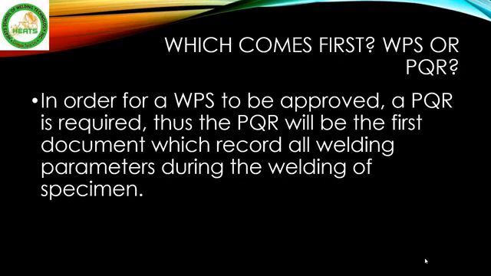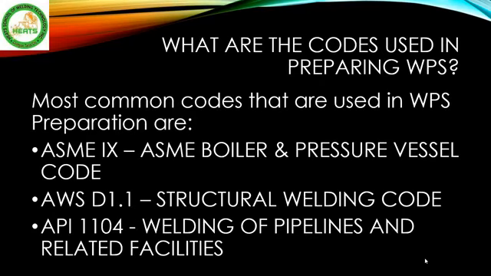Which comes first, the WPS or PQR? In order for a WPS to be approved, a PQR is required. Thus, the PQR will be the first document, which records all welding parameters during the welding of the specimen or the test coupon. So, what are the codes used in preparing a WPS? There are three most common codes used in WPS. These are ASME 9, AWS D1.1, and API 1104.